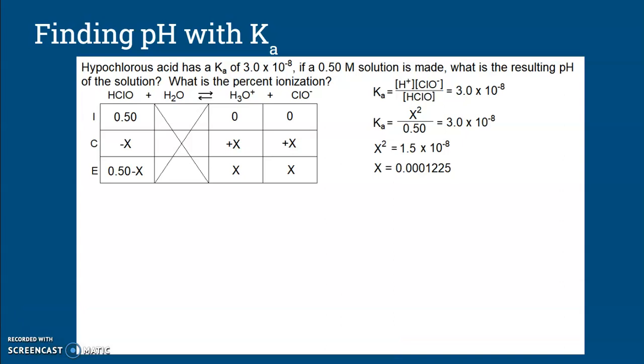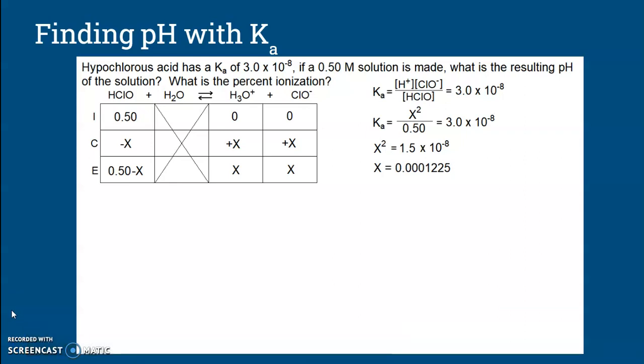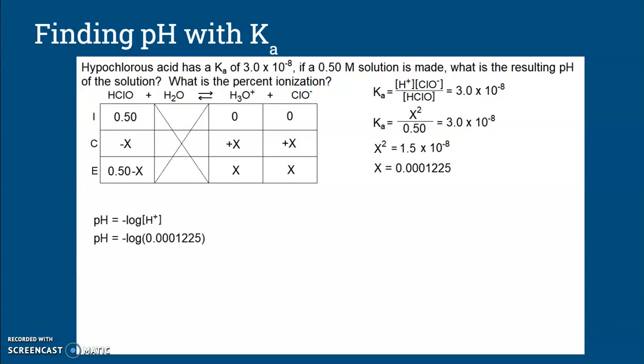0.0001225 molar for our H plus and our ClO minus. So now we very easily can go ahead and solve for our pH, because we know our H plus concentration is this 0.0001225. So plugging into our pH equation, where pH is the minus log of our H plus concentration, substituting that on in, we find that our pH is 3.91.